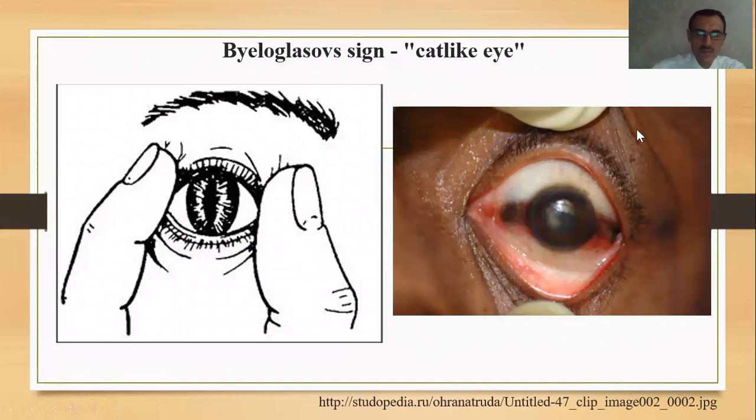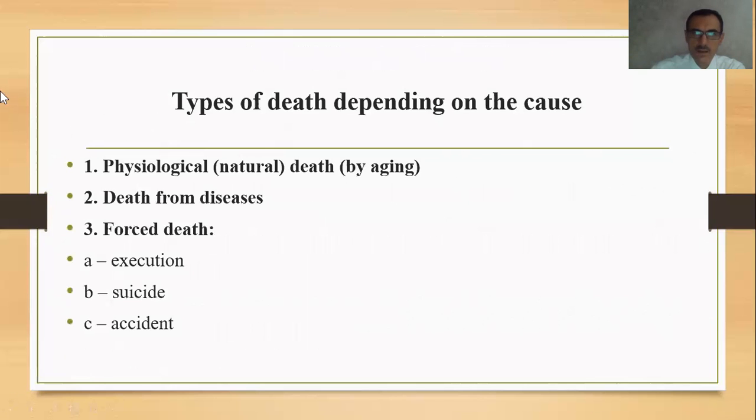Here you see the schematic and the gross view of Beloglazov's sign, or the cat-like eye. Here you see this one. The types of death depending on the cause. There are 3 types of death. First, the physiological or the natural death by aging. Second, death from diseases, as we said, the pathological death. And forced death, that is also divided into 3 types: the execution, suicide, and accident.